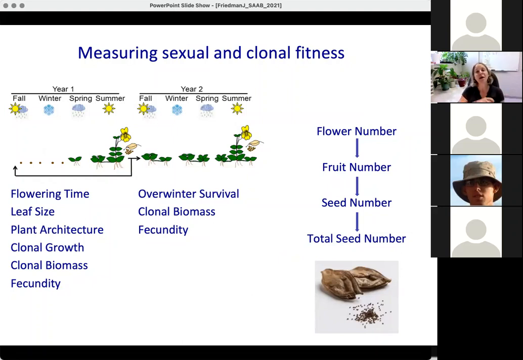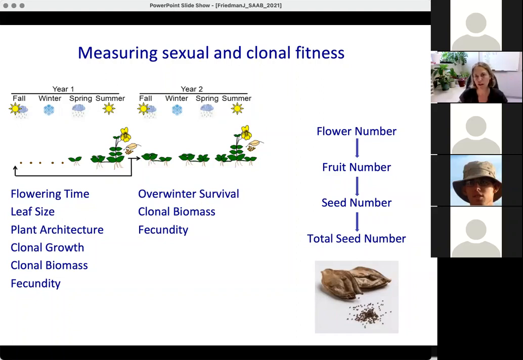So we are still parsing our way through all of this data. The phenotypic data is done, but what we also did is collect tissue from all these plants to sequence the genes, the QTL genes under trait and fitness in the field, to see if they match up to what we were getting in the greenhouse and whether these trade-offs play out in the field.